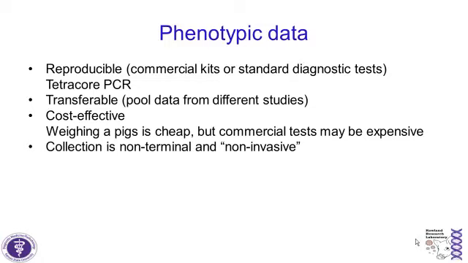Phenotypic data has got to be cost effective. You can't be spending all your money just collecting phenotypes. And that's one thing we found about weighing pigs. It's very cheap, and it gives you a very nice quantitative reproducible number. But then when we look at things like commercial tests, then we see a little bit more of an expense.